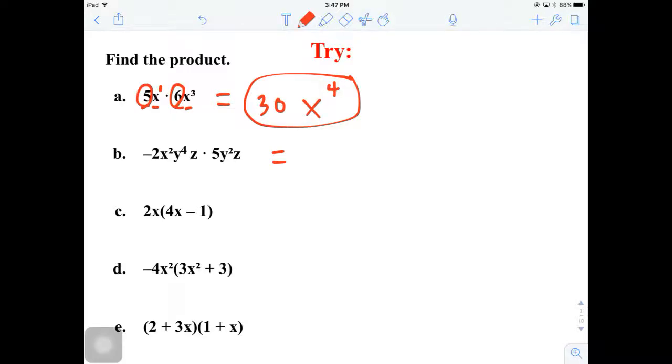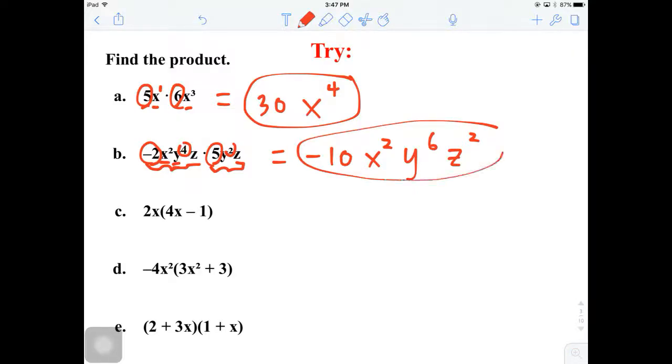Next, we're going to have another monomial times another monomial. So we're going to start again with the coefficient. So that's negative 2 times 5, which is negative 10. And then we have x squared by itself here, so we're just going to have x squared back. And then for the y, we have 4 and 2. That's going to give us a total of y to the 6, because 4 plus 2 is 6. And then we have z and z, that will be z squared. And so that is the answer for the second problem.